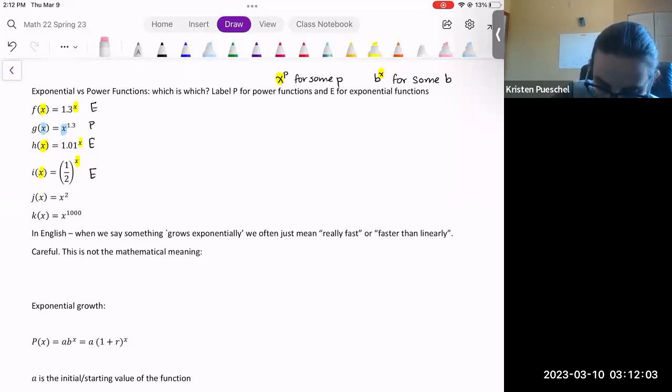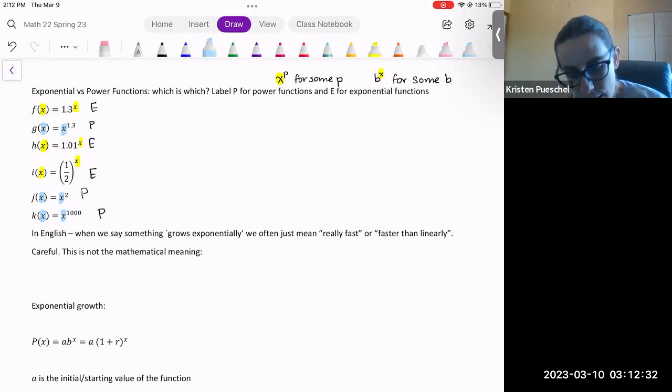In j, our input is down here in the base, and we have a fixed power. So this guy is called a power function. And the same thing is true in k. Let's see. So here we have our base, our input x, and we're going to always take the same power of that.